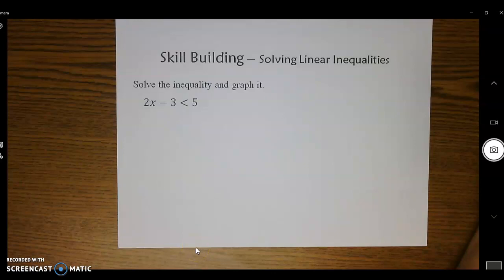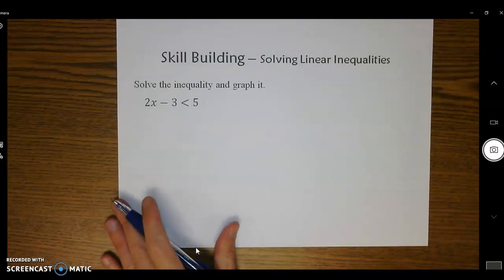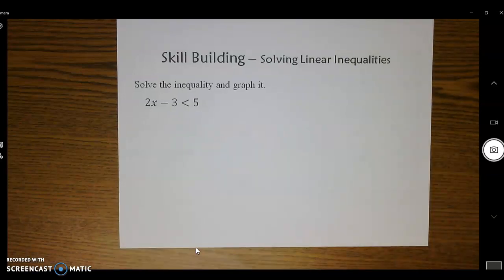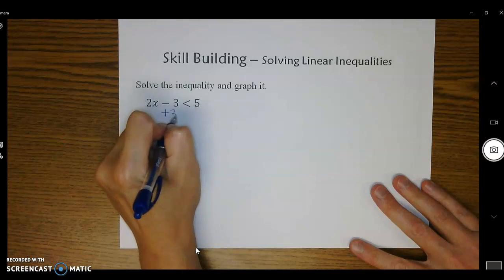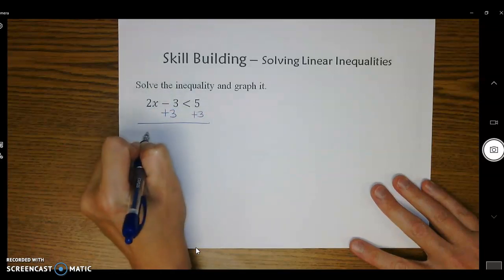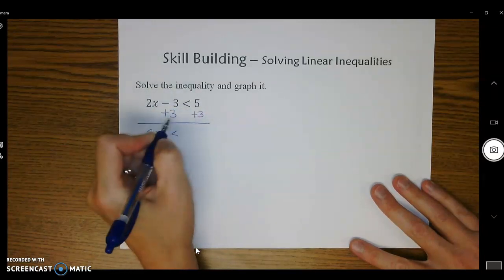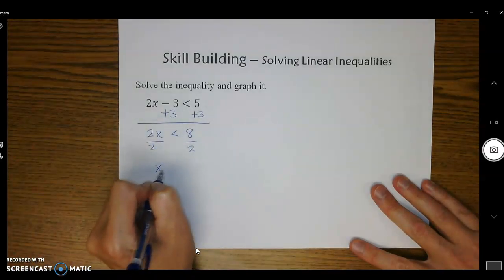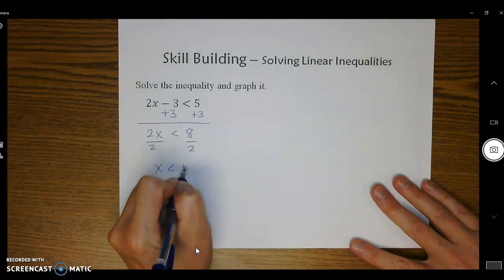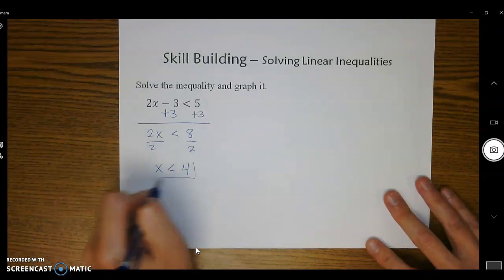Okay, today's skill building is solving linear inequalities. So it's like an equal sign, except I have a less than or greater than symbol by it. So first thing we're going to do is just solve like usual. Add 3, add 3. 2x is greater than 5 plus 3, which is 8. Divide by 2. So x is less than 8 divided by 2, which is 4. So there's the answer to my problem.